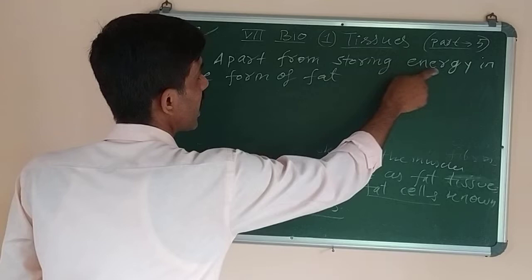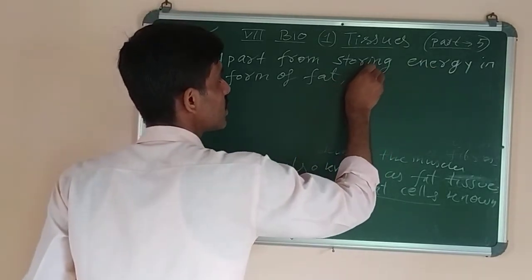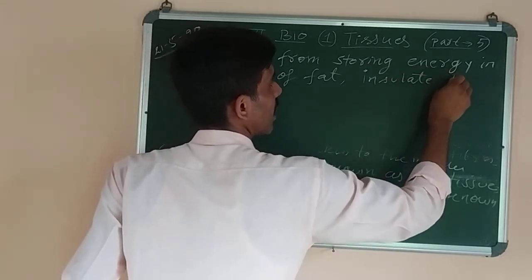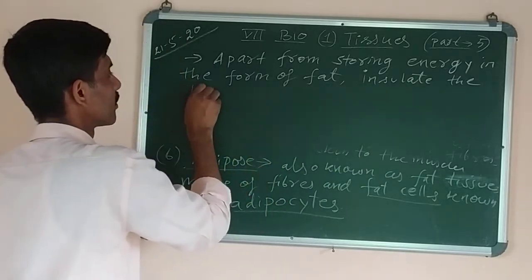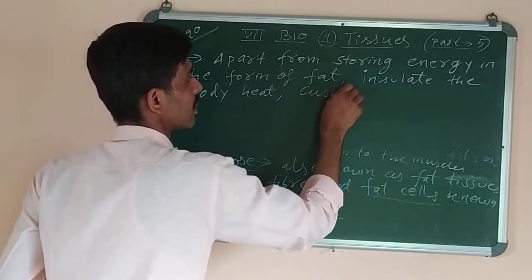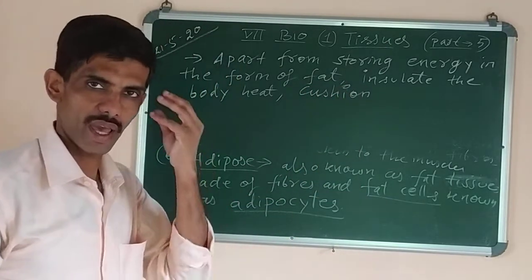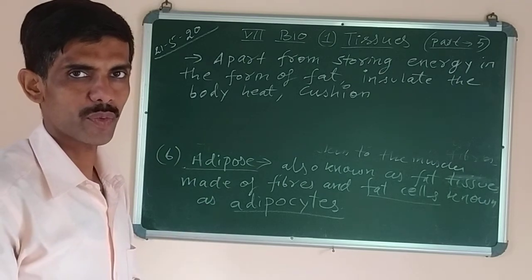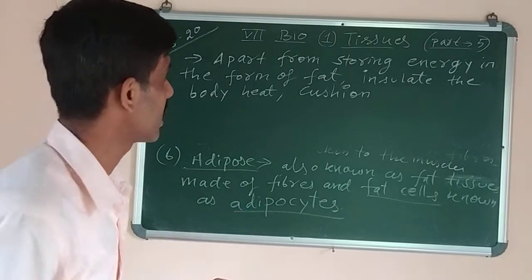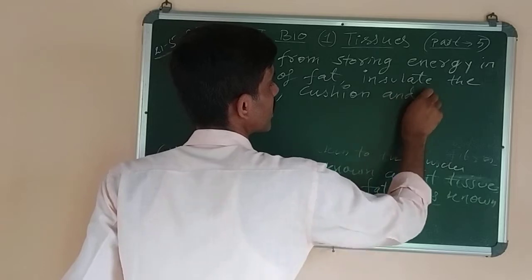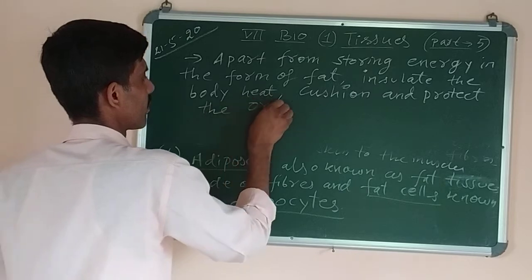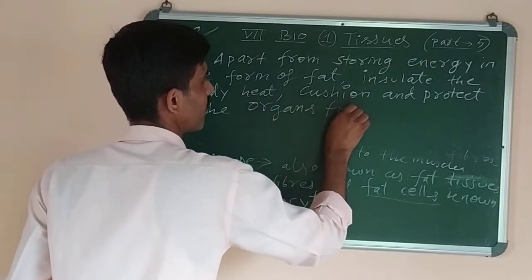So apart from storing energy in the form of fat, it insulates the body heat. Means our body heat is protected. It also cushions, because if some fatty layer is present around any organ like heart, liver, kidney, it will help to provide a cushion and protect the organs from extreme cold.